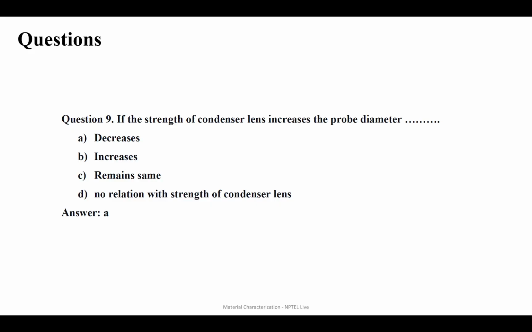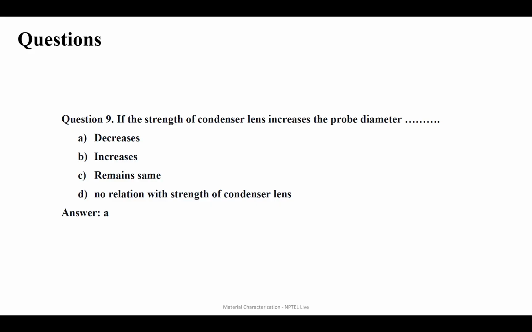So if the strength of condenser lens increases, it will result in a higher divergence angle before the aperture. So, it will reduce the amount of electrons going into the aperture, and that will lead to a reduced probe diameter.